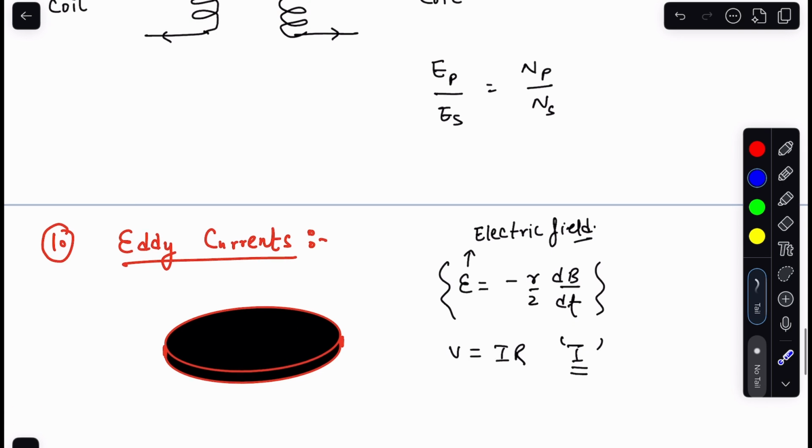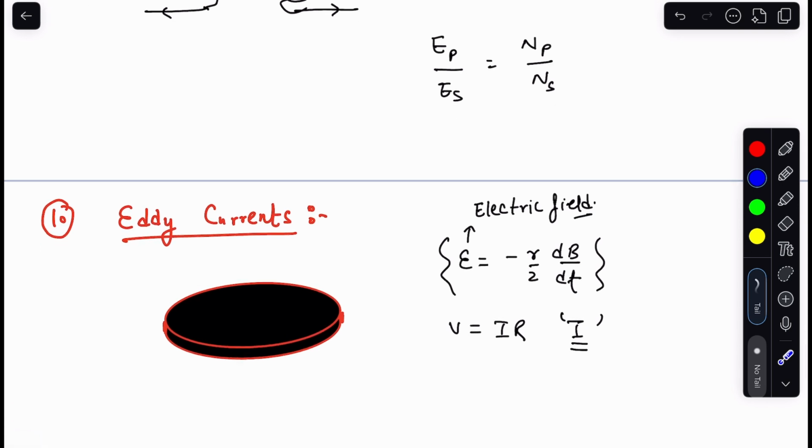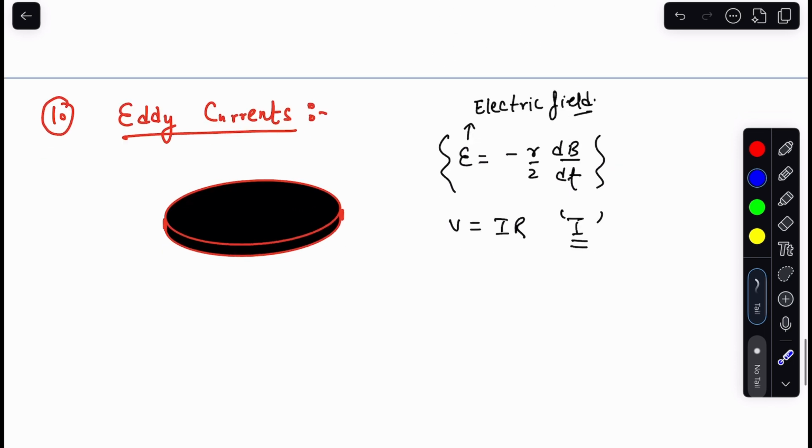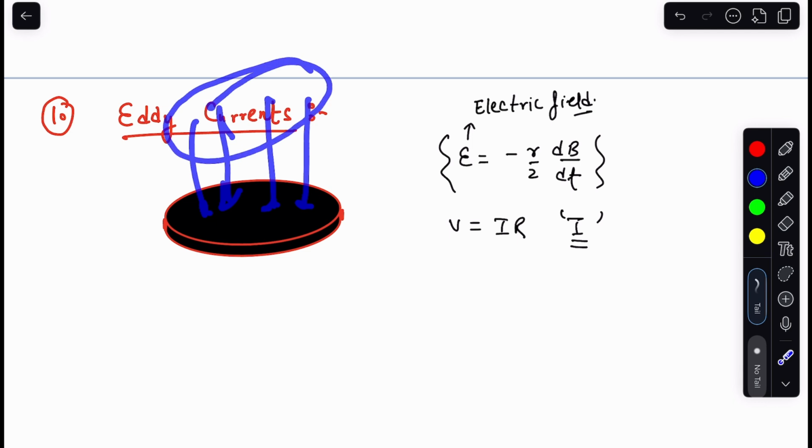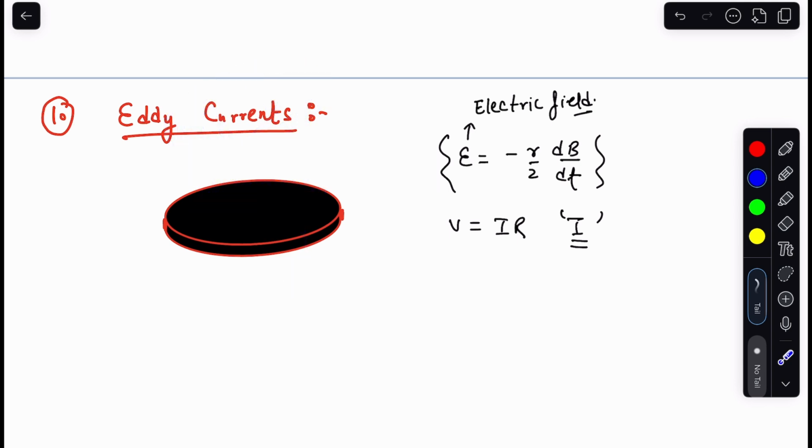Now the last thing in this chapter is the eddy current. Let's suppose we have a disc like this, and I am applying a magnetic field on it and changing this magnetic field. Then there is a change in magnetic flux, so an EMF is created. If we write the EMF as the integral of E vector dot dl vector, we can get the electric field. The electric field will equal minus R by 2 dB by dt.